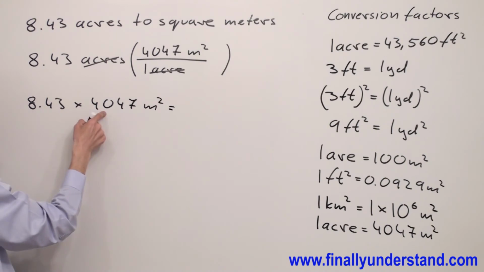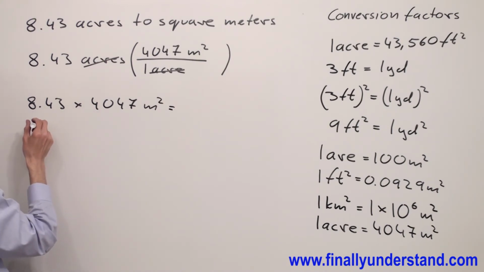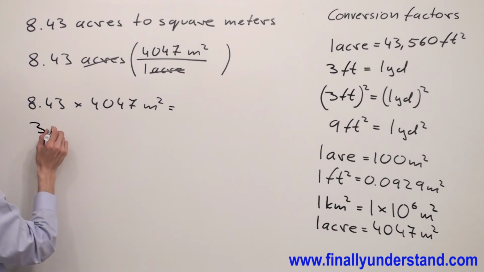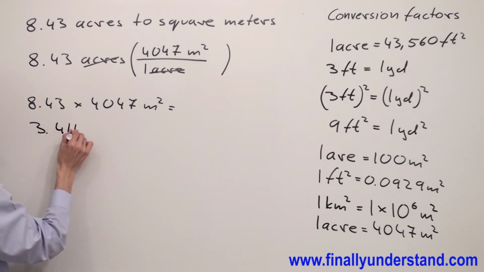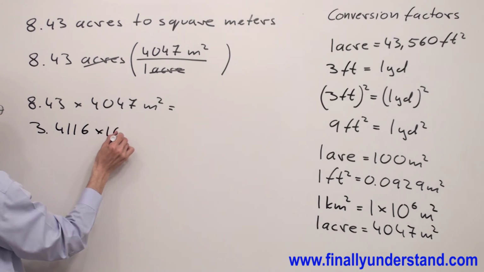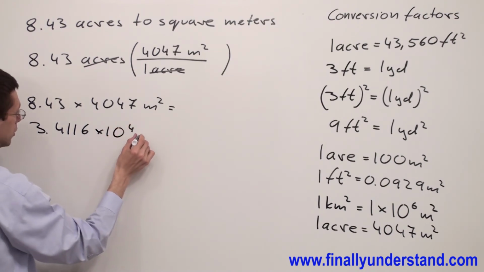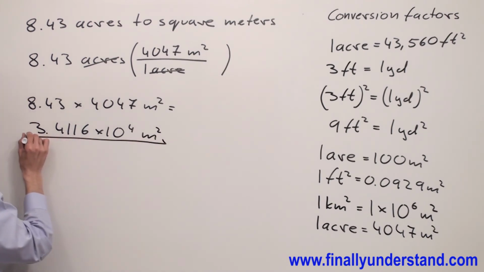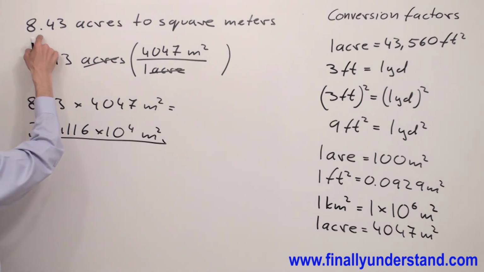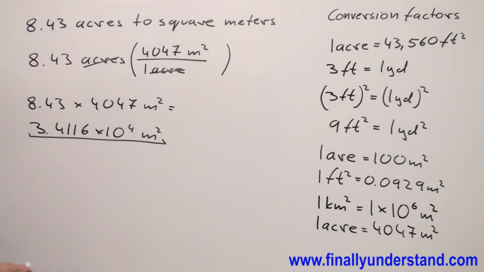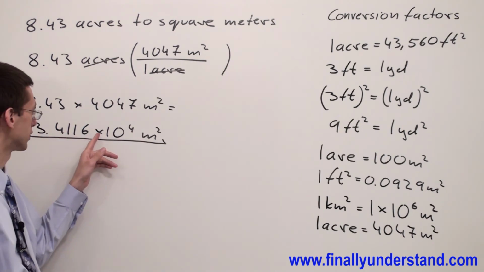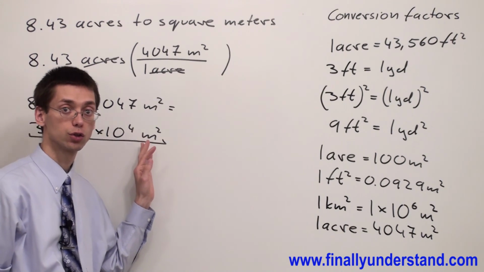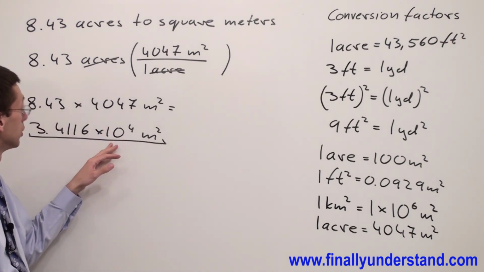Plug these values into the calculator and calculate, and you will have 3.4116 times 10 to the 4th square meters. So the area of 8.43 acres is equivalent to 3.4116 times 10 to the 4th square meters. This is the solution to this problem.